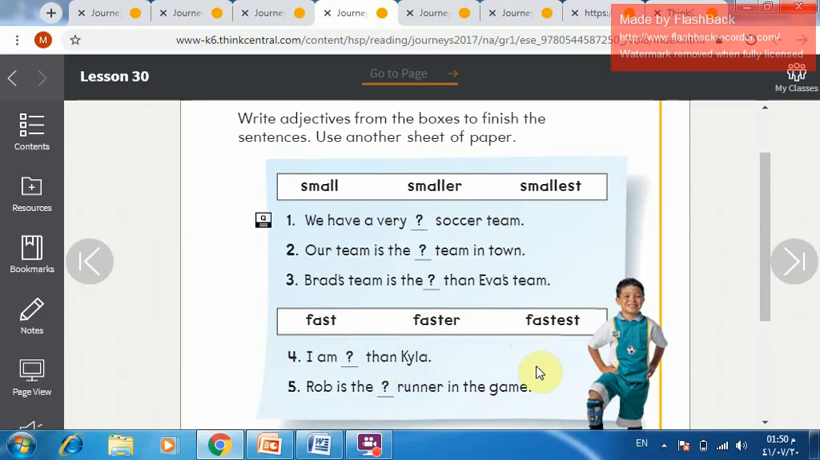Very easy. Look for keywords. Look how many things I'm comparing. Very good. I'm comparing two persons. So the correct answer is faster. I am faster than Kyla.